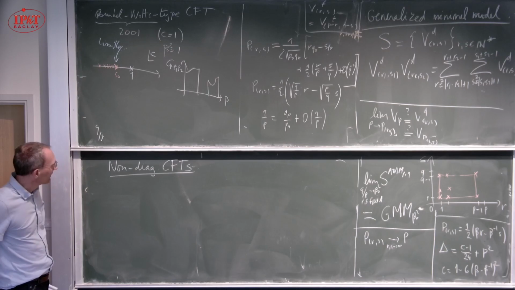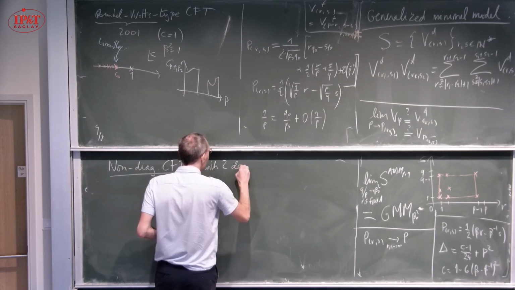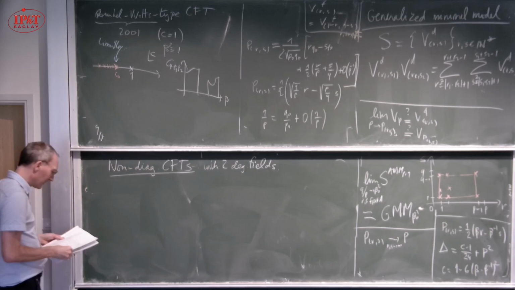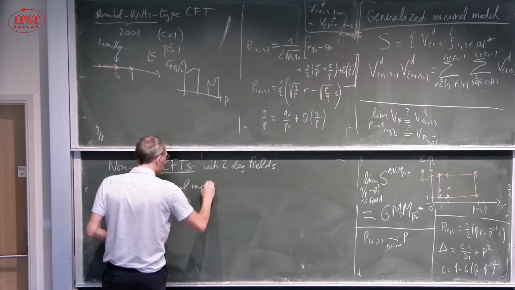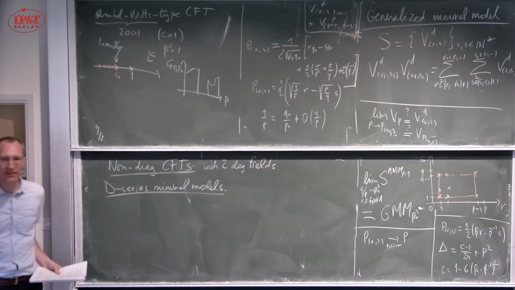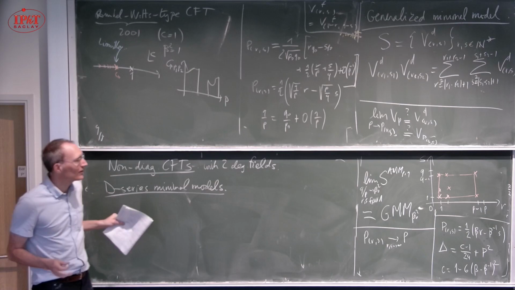So non-diagonal CFT now, I'm still keeping two degenerate fields. So the first one is the D series minimal models. So we want to build rational non-diagonal CFT. And our basic assumption is that we use the same representations as we did in A series minimal models.